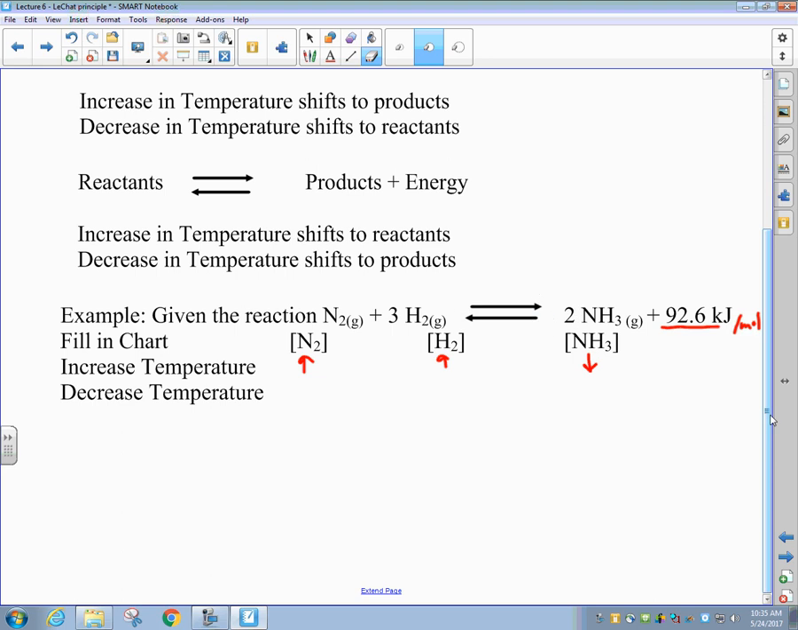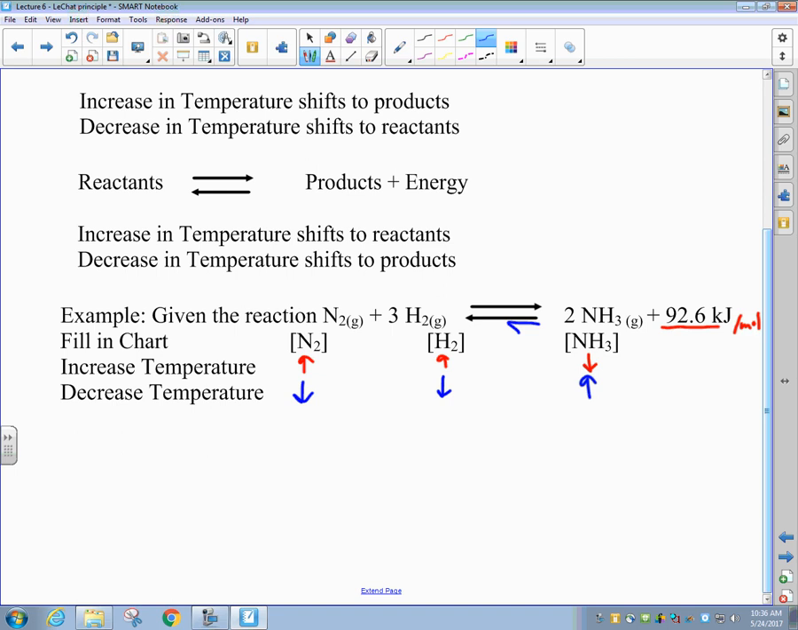Let's take a look at how that would occur. If we decrease the temperature, that means we're removing energy from the system, so now the reverse rate of reaction becomes a fraction of what it once was. The forward rate of reaction is unchanged, so we see a net shift to the product side, and therefore the product concentration would increase, and both reactant concentrations would decrease.